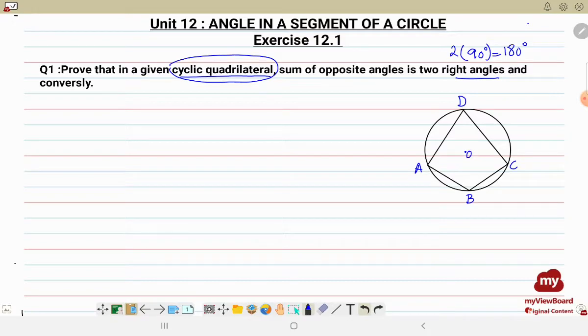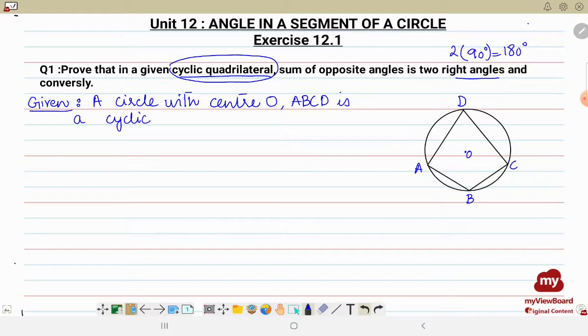Now let's write down what is given to us and then what we have to prove. Given a circle with center O, right? And ABCD is a cyclic quadrilateral.